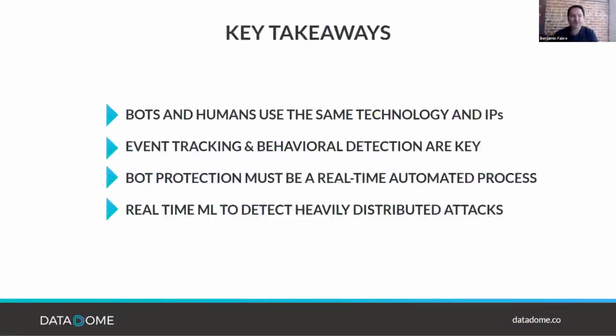Thank you. To wrap up, the key takeaways around automated traffic and the different threats are that today bots and humans are using the same technologies and IP addresses, that event tracking and behavioral detection are key in this fight against automated traffic, that bot protection must be done in real time using automated processes because attacks are going super fast, and that we have to leverage all the different machine learning solutions, supervised, unsupervised, and semi-supervised, to be able to detect evenly distributed attacks that can change in shape in real time.